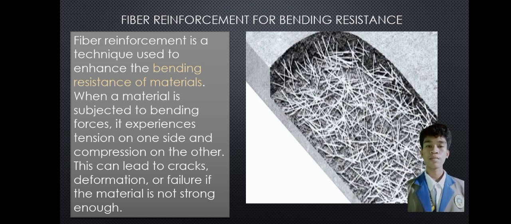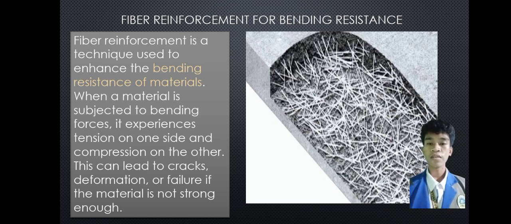Fibers such as glass, carbon, or aramid fiber are typically embedded within a matrix material, such as polymer or concrete, to create a composite material. The fibers act as a reinforcement by distributing and transferring the bending load throughout the material. They resist the tensile forces on the outer surface of the material during bending, preventing crack and fracture from forming. This reinforcement mechanism helps increase the material's ability to withstand bending forces without breaking or deforming excessively.